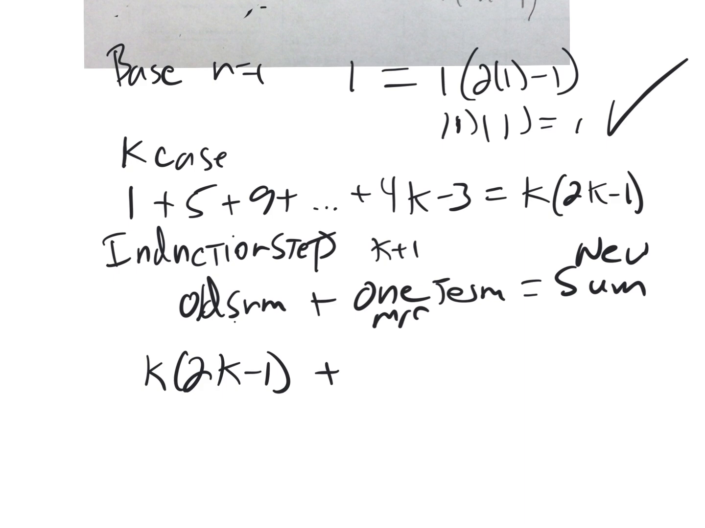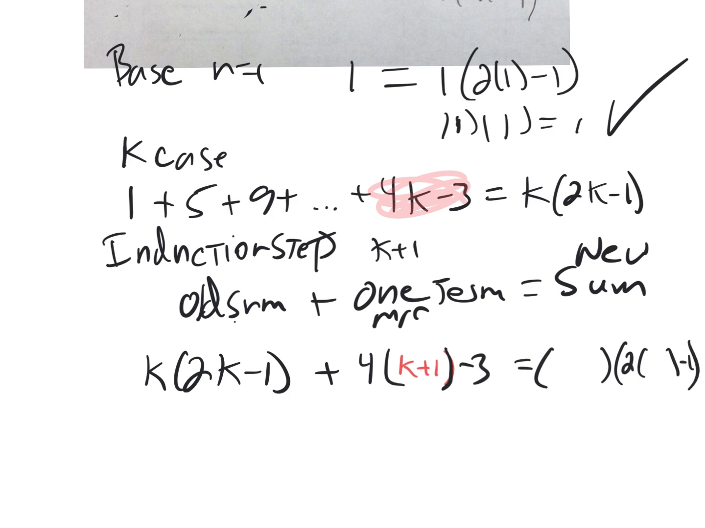So the formula to generate this sequence, or this series, is 4 times, and here I'm going to get fancy and write, instead of k, k plus 1, because it's one more step, one more number. Minus 3, equals, and now I'm going to replace the k in the old sum formula with k plus 1. I'll see if I can squeeze that all in. So I'm going to write a k plus 1 here, and a k plus 1 here.